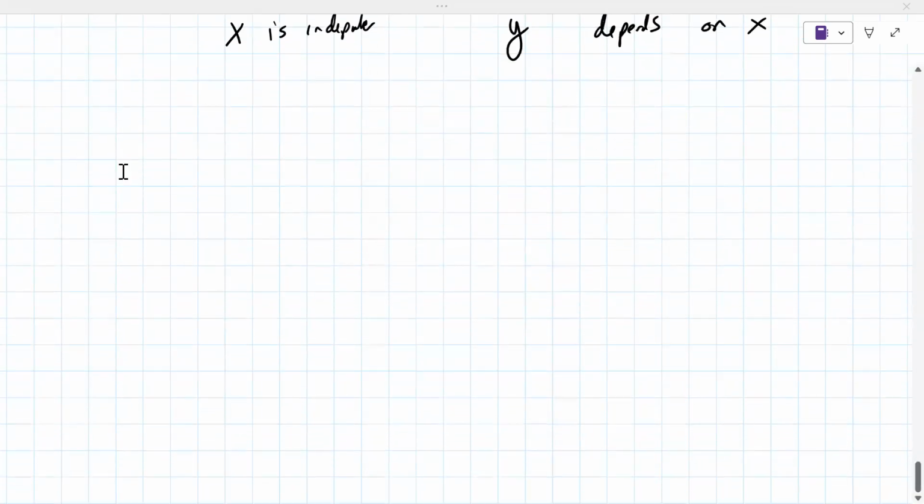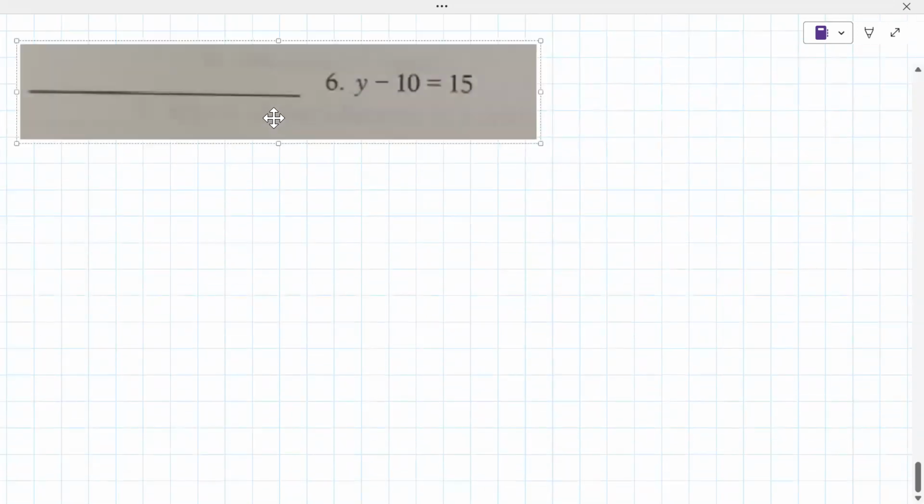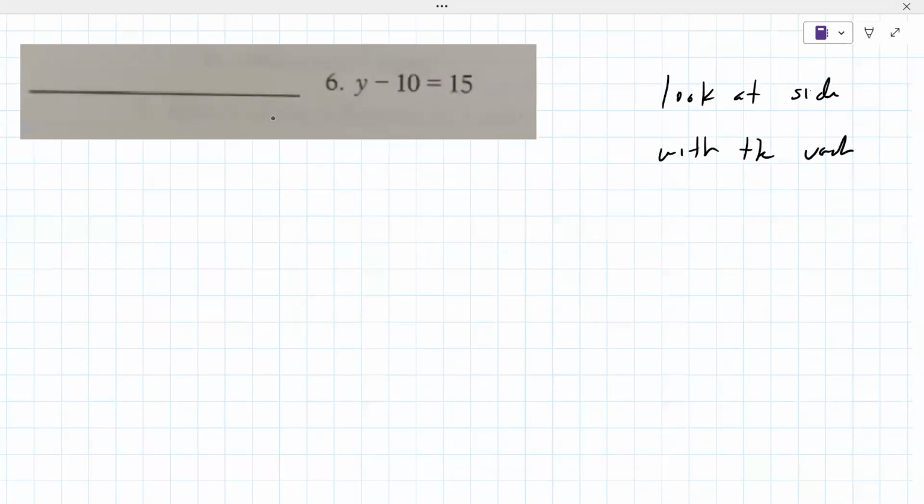All right, here we go. So in this equation here, you look at the side with the variable, which is the left side, and you say, how do I undo stuff to get the variable by itself? How do you undo this subtraction by 10? We use addition. You're going to add 10 to both sides. So what does y equal? Y would equal 25. Very good.